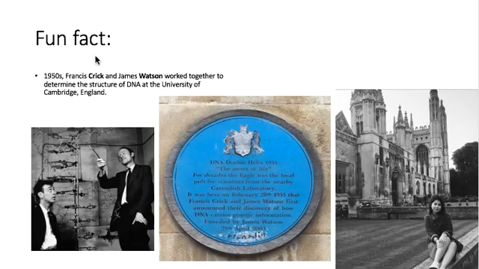In 1950, Crick and Watson worked together to determine the structure of DNA at the University of Cambridge in England. And actually, fun fact, I had the chance to visit the university, and this is a picture taken outside of a pub, which is where they announced the discovery of how DNA carries genetic information. And this is a picture of me outside one of the laboratories that they used to do their research on the discovery of DNA.